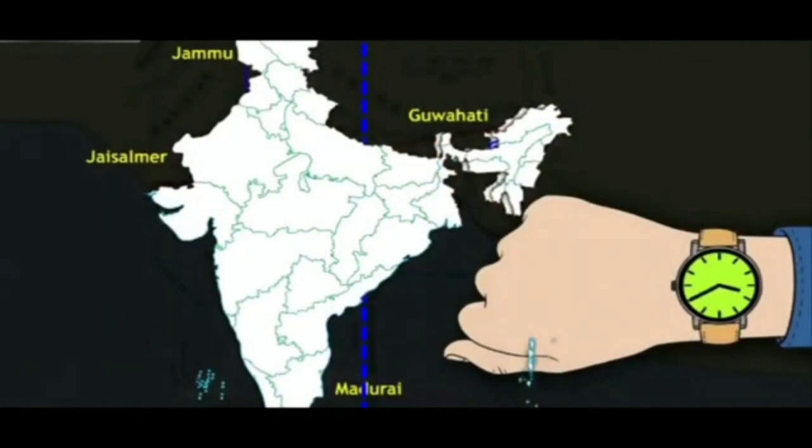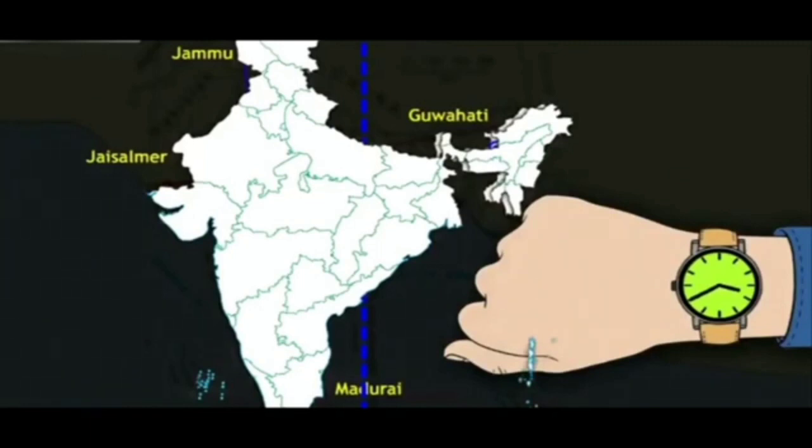Next one, if it is 8 am at 82 degree 30 minute east, what would be the time in their clocks at the Jammu, Jaisalmer, Guwahati and Madurai? Now here the time will be the same everywhere because we follow or we consider Indian Standard Time as the time of 82 degree 30 minutes.